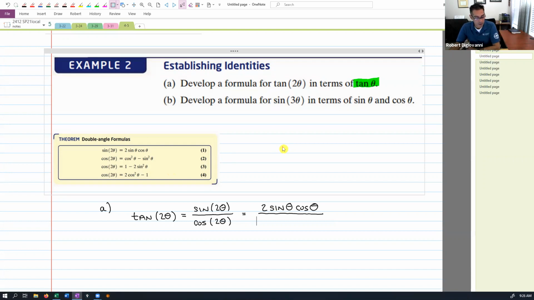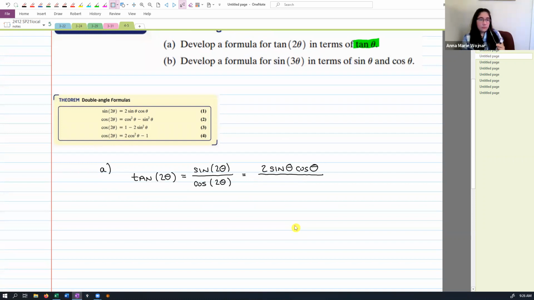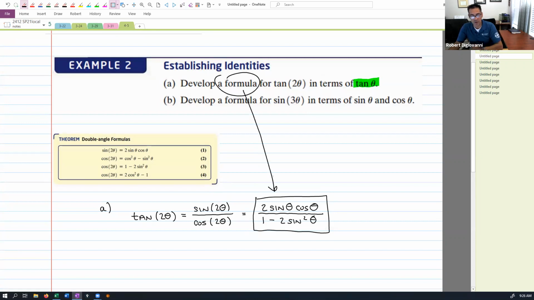It doesn't really matter which one we use. Do you care? I don't care. I'll try a 1 minus something. You want to do 1 minus 2 sine squared? Okay. So this is a formula for tangent of 2 theta. Does everyone agree? According to these two formulas, this would be correct in terms of this is a formula, right? We have a formula for tangent of 2 theta.